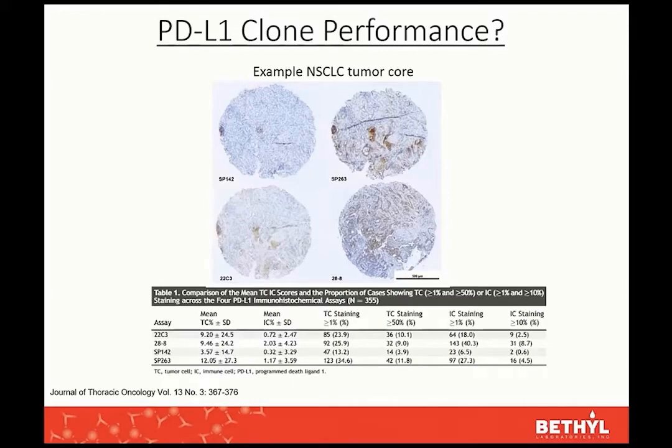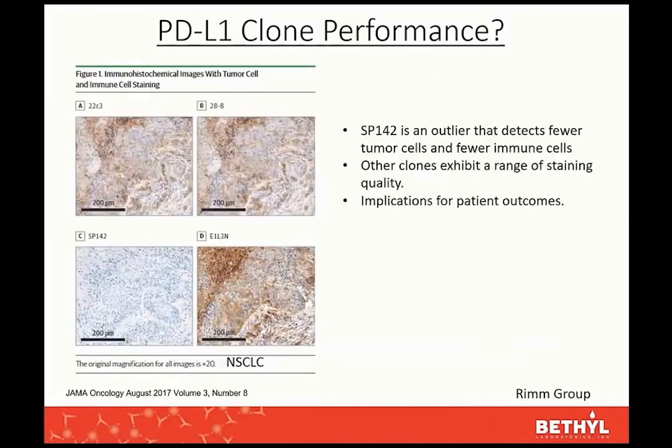For example, here's a non-small cell lung cancer tumor, and you can see that there's a range of staining quality between these 4 clones for PD-L1. And in fact, SP142 does not seem to recognize expression in the tumor cells very well at all. This has been confirmed by other papers. This is a paper out of the RIM group where they say the SP142 clone is an outlier that detects fewer tumor cells, and in fact, actually detects fewer immune cell expressing PD-L1. And then the other clones exhibit a range of staining in between.